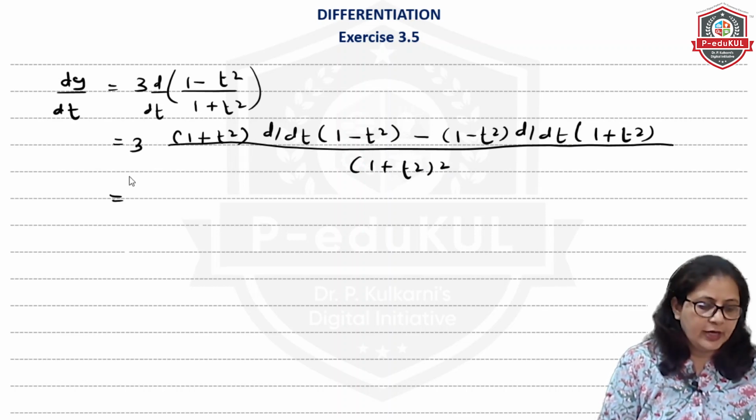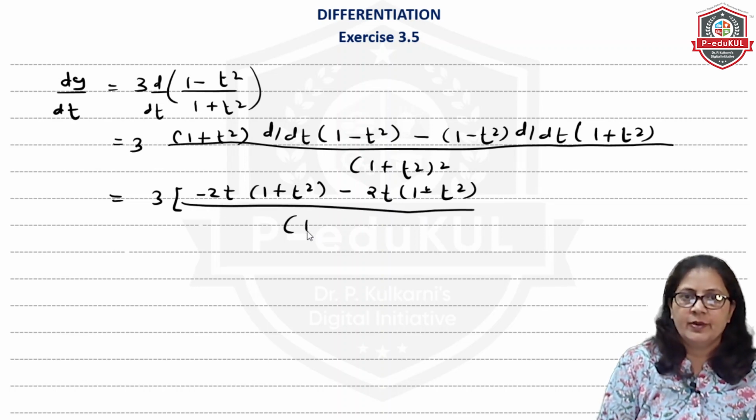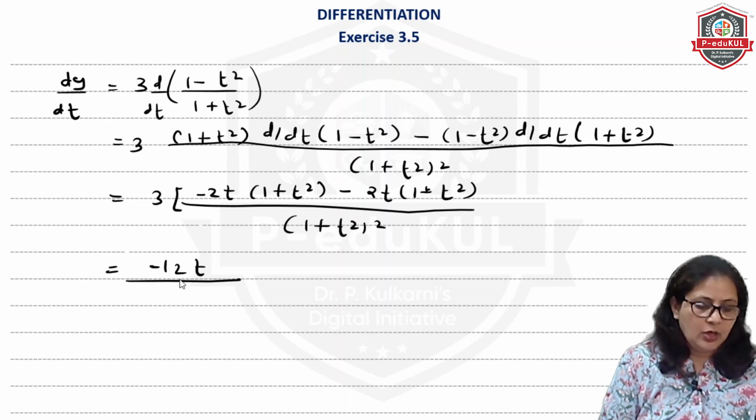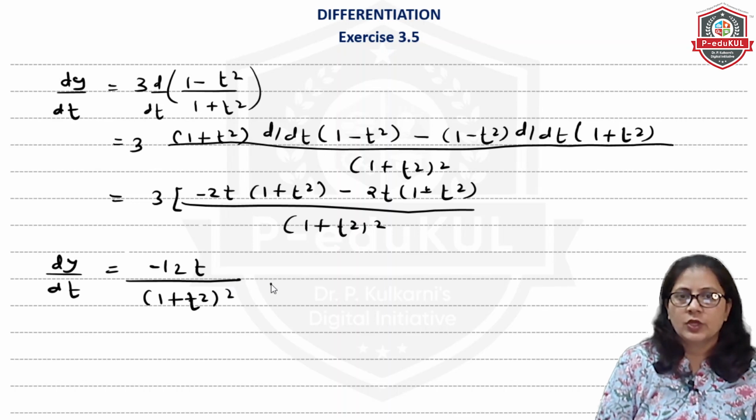So now directly I'll write: 3 into minus 2t into 1 plus t square, and here 2t into 1 minus t square, and this is divided by 1 plus t whole square. So after solving this you will get minus 12t upon 1 plus t whole square. Okay, so this is your dy by dt.